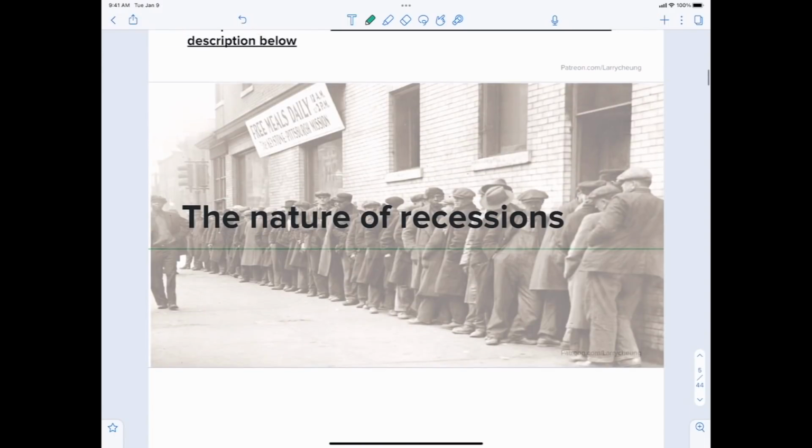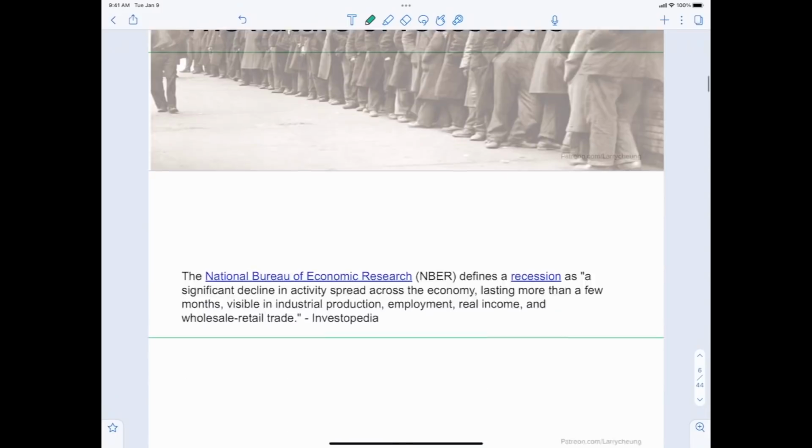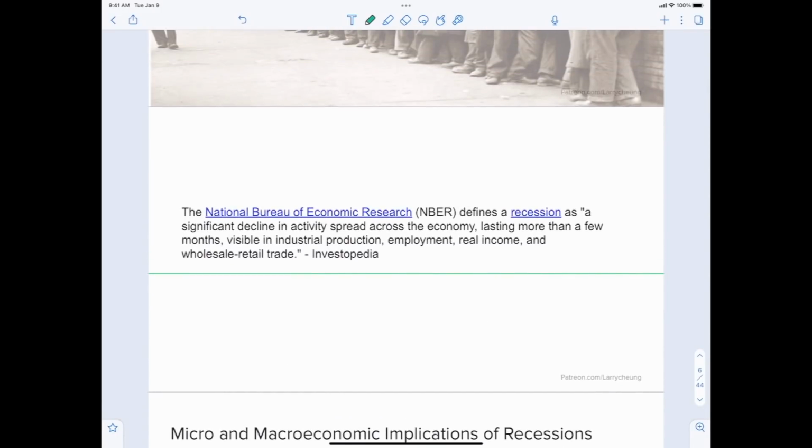I want to walk you through the nature of recessions just so that everybody is on the same page. According to the National Bureau of Economic Research, a recession is a significant decline in activity spread across the economy, lasting more than a few months. It impacts industrial production, employment, real income, and wholesale retail trade.